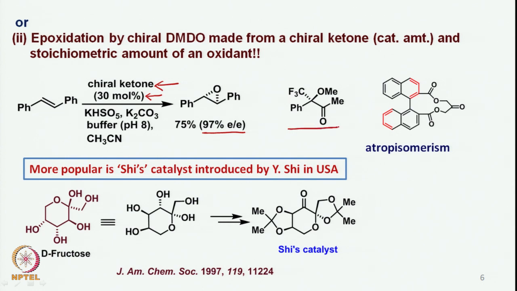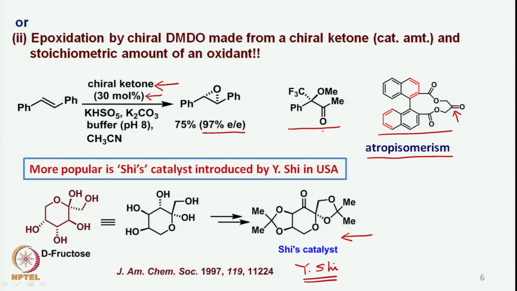For example, this is one of the chiral ketones which has the CF3 methoxyphenyl and this particular methyl ketone, or this type of ketone where the chirality comes from the corresponding atropisomerism. So this is the ketone which is going to be reacting with the oxone to form the corresponding chiral dioxirane. But more than these is the Shi's catalyst, which is reported by Y. Shi in the United States, and that can be easily prepared from D-fructose.